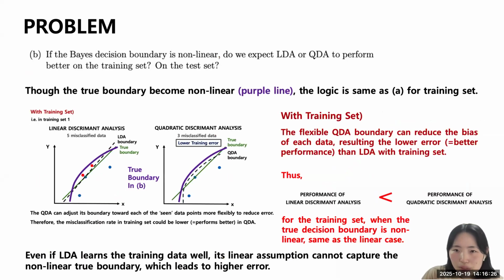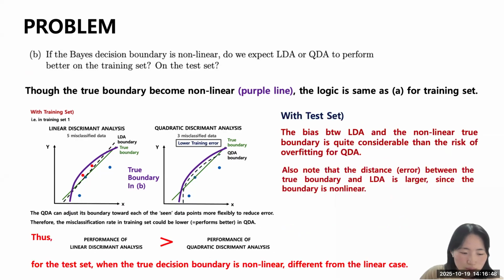Now in B, the true boundary becomes nonlinear, shown in purple. And just like the training set, QDA can flexibly adjust its boundary toward the data points. This reduces bias and gives lower training error compared to LDA. So when the true boundary is nonlinear, QDA performs better on the training set.